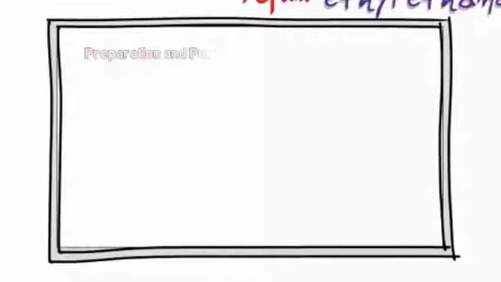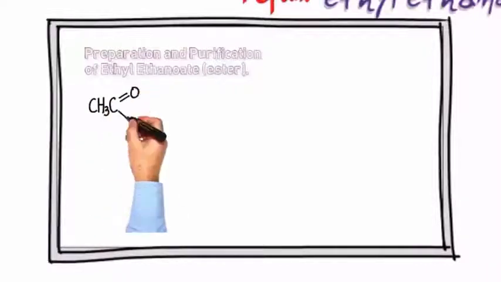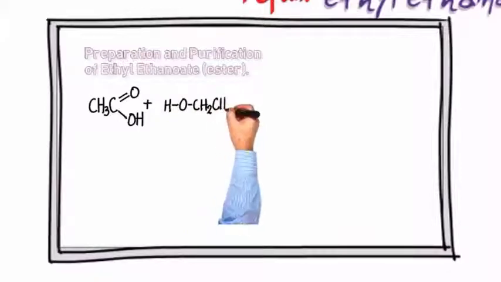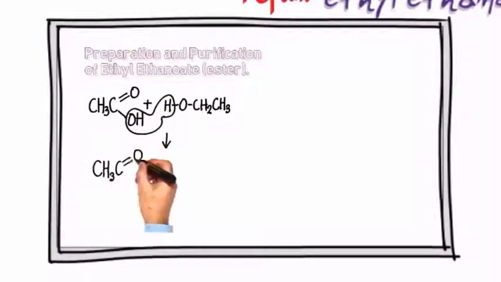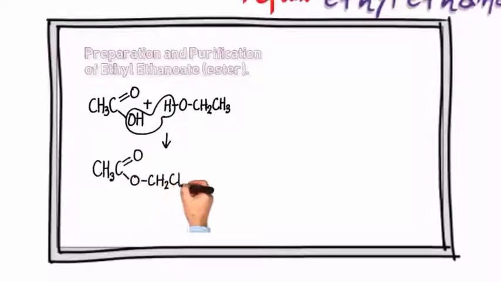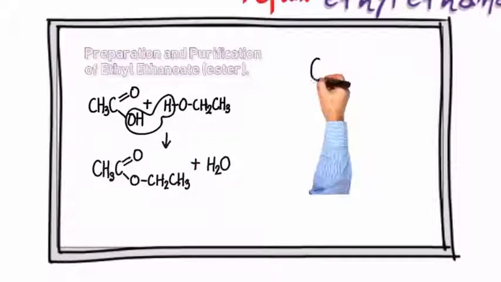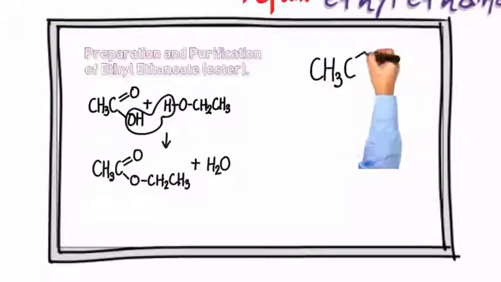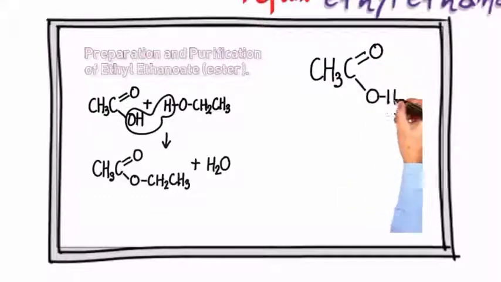The preparation and purification of ethyl ethanoate ester. This is what happens in the reaction between glacial ethanoic acid and ethanol. The H from the ethanol and the OH from the ethanoic acid produce water, and the other two parts of the molecules join to form the ester. The reaction is catalyzed by concentrated sulfuric acid. You probably don't need to know this, but this is the role of the acid.